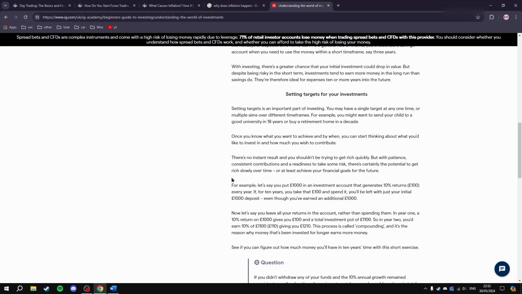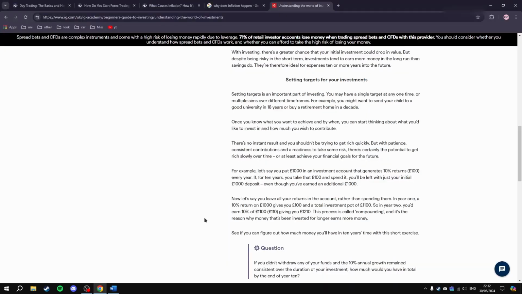With investing, there's a greater chance that your initial investment could drop in value. But despite being risky in the short term, investments tend to earn more money in the long term than savings do. They're therefore ideal for expenses 10 or more years into the future.